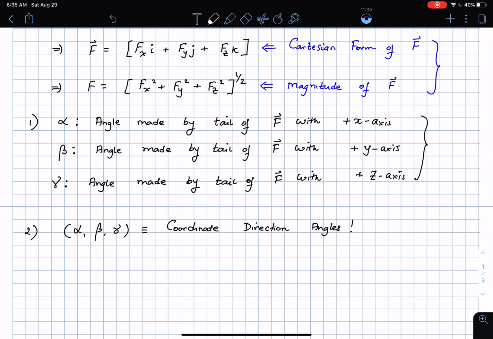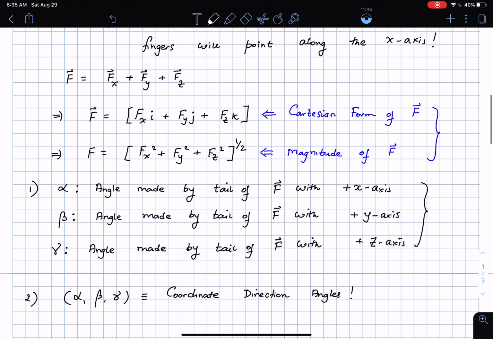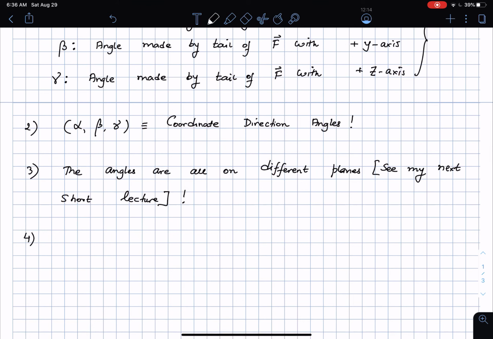One thing you want to realize is that these angles are on different planes, which I'm going to be drawing in our next concept talk. The angles are all on different planes. So see my next short lecture. And it is most definitely not going to be the case that alpha plus beta plus gamma is equal to 360 degrees.